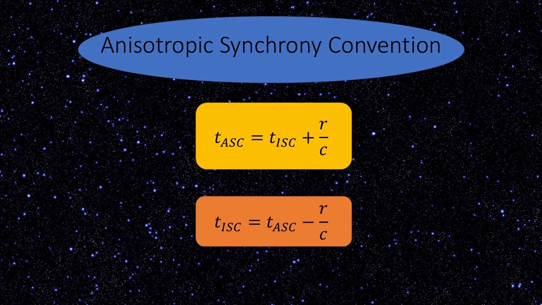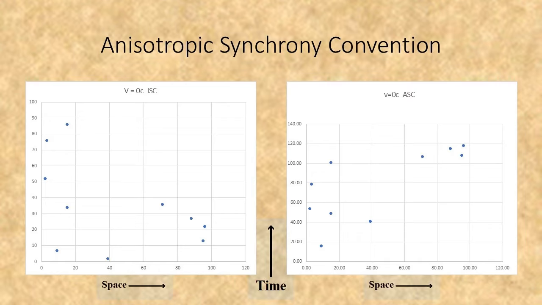In translating between the Anisotropic Synchrony Convention and the Isotropic Synchrony Convention, we have these two formulas. If you know the time in the Isotropic Synchrony Convention, to get the time in the Anisotropic Synchrony Convention, simply add r over c. If you know the time in the Anisotropic Synchrony Convention, to get the time in the Isotropic Synchrony Convention, simply subtract r over c. Here are two spacetime diagrams illustrating this difference. Both of these are from observers at rest with each other and in the same location. The first one uses the Isotropic Synchrony Convention, and the second one, the Anisotropic Synchrony Convention. Note that the further ones are shifted up the time axis of the graph.